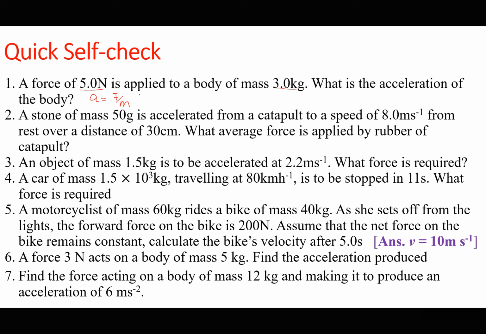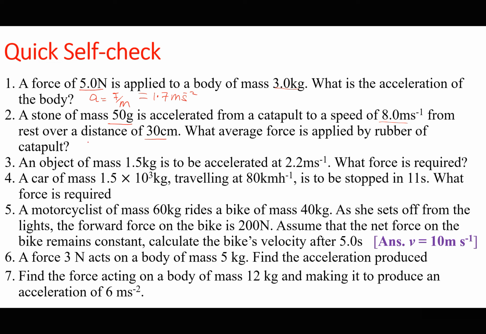You just press your calculator: 5 divided by 3. I think that is 1.7 meters per second squared. A stone of mass 50 grams is accelerated from a catapult to a speed of 80 meters per second from rest over a distance of 30 centimeters. What average force is applied by the rubber of the catapult?